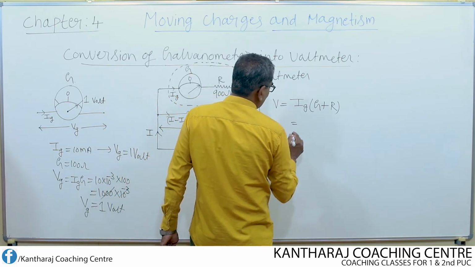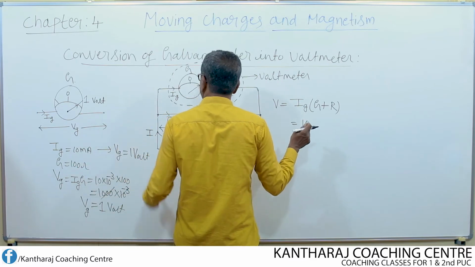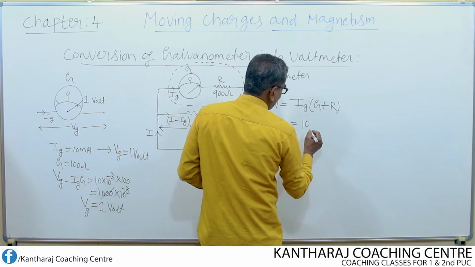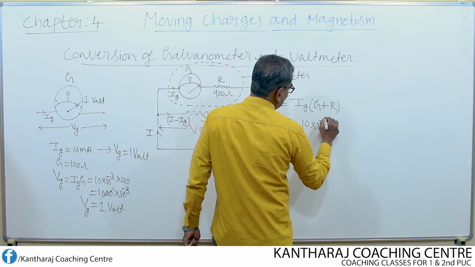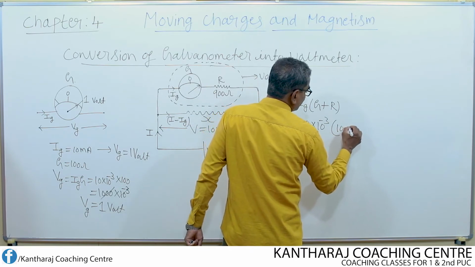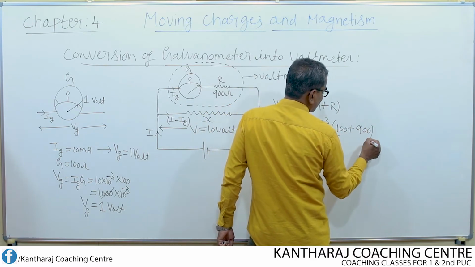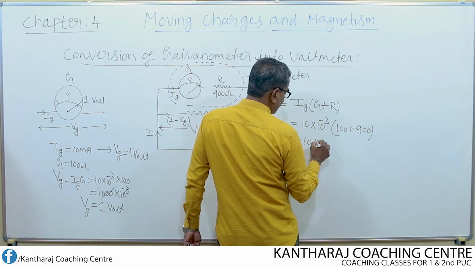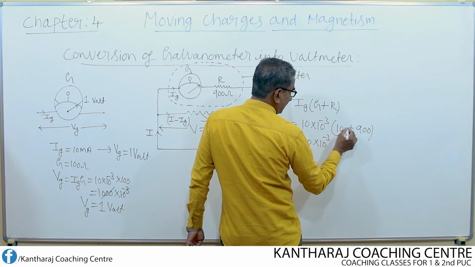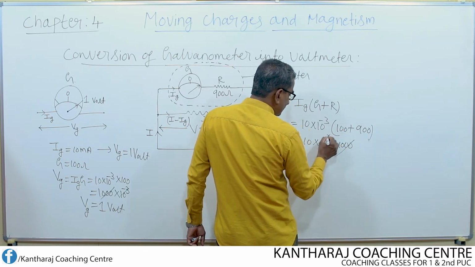Now this becomes equal to Ig, 10 milliamps. We have taken Ig as the current producing full scale deflection, 10 milliamps, so 10 into 10 to the power of minus 3, times G, 100 ohm, plus R, 900 ohm. Now this is 10 into 10 to the power of minus 3 into, 100 plus 900 means 1000. So these two get cancelled.